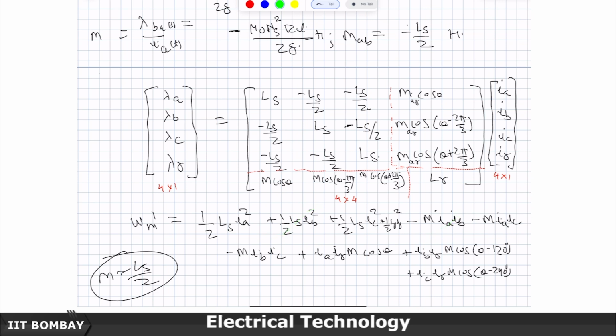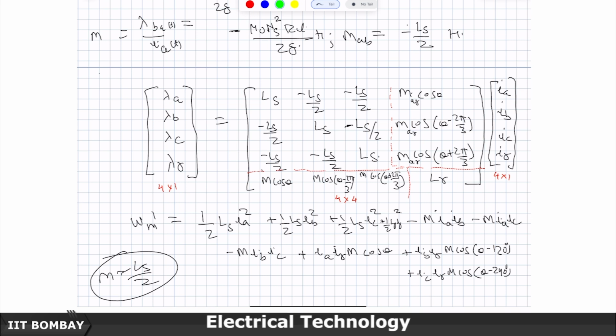Then I will excite the C phase current. When I excite the C phase current, keeping A and B phase stator currents at their values, I will get a term which corresponds to half of Ls IC square, then minus M IA IC, minus M IB IC. I will get these three terms.